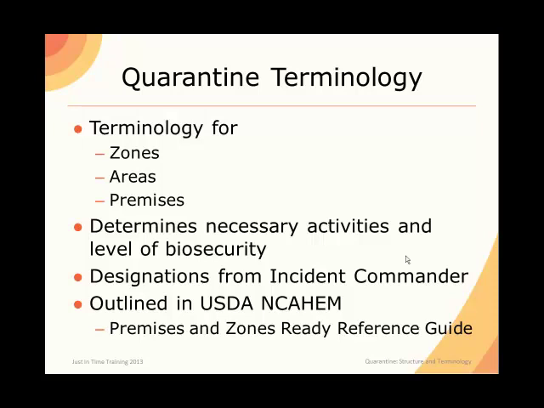Quarantine terminology may include zone, area, and premises designations. The terminology overviewed in this presentation has been outlined in the U.S. Department of Agriculture National Center for Animal Health Emergency Management Premises and Zones Ready Reference Guide. Appropriate designations during a foreign animal disease outbreak will be determined by the incident commander.